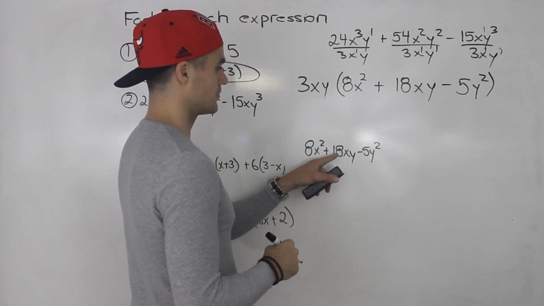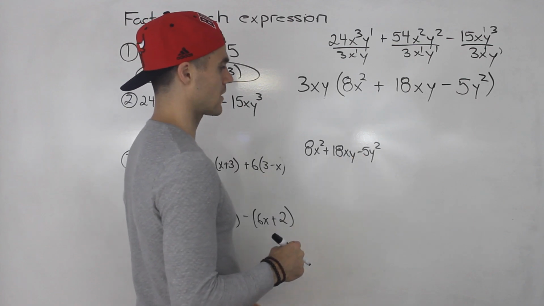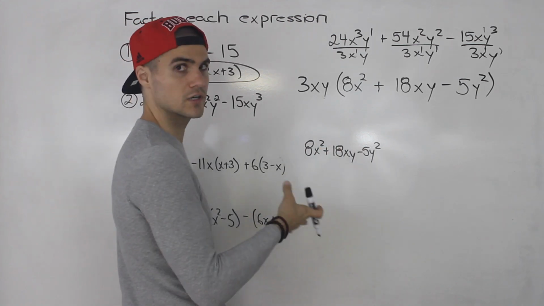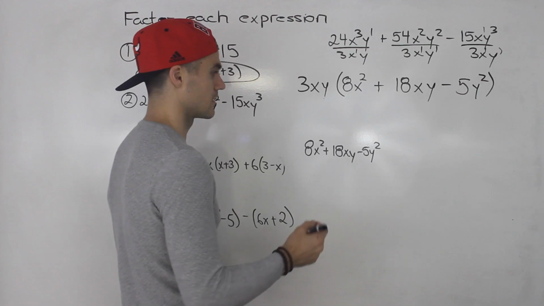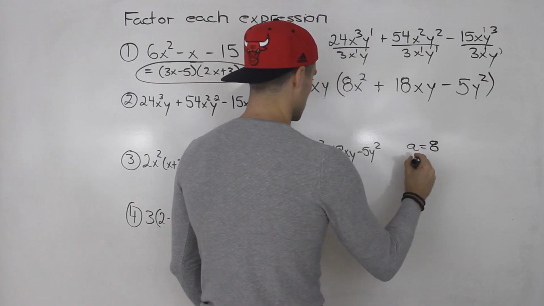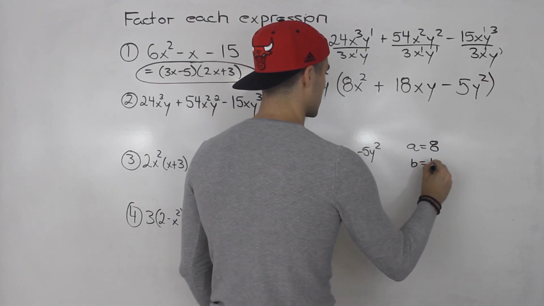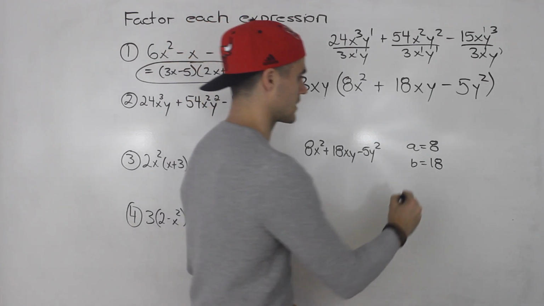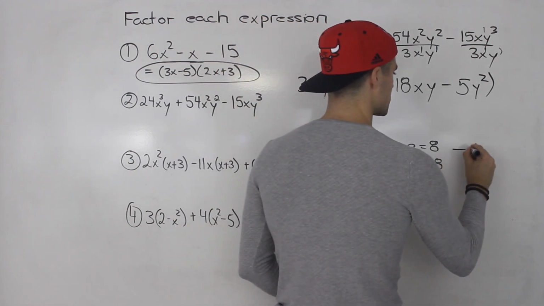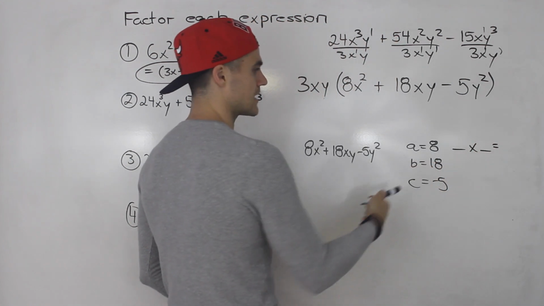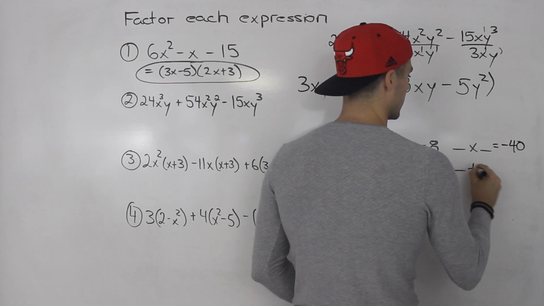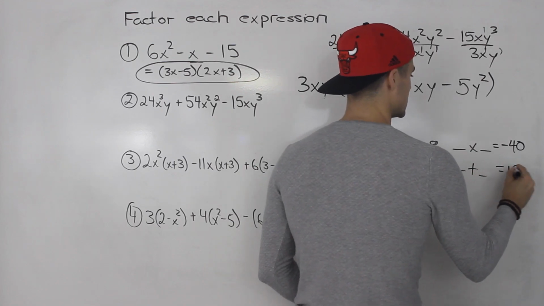So this is 8x squared plus 18xy minus 5y squared. So even though there's another variable y here, notice this is like a quadratic, so we're still going to be factoring this with decomposition. So notice the a value in this case is 8. The b value is 18, and then the c value is negative 5. So what we want to do is find two numbers that multiply to a times c. So 8 times negative 5 gives us negative 40, and add up to the b value of 18.